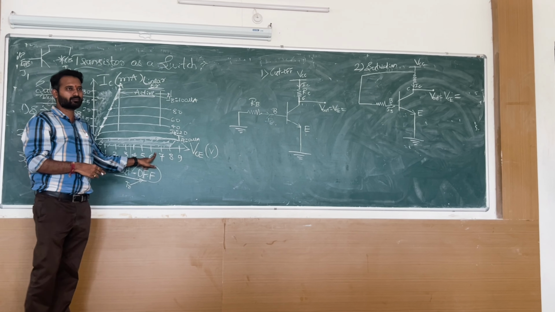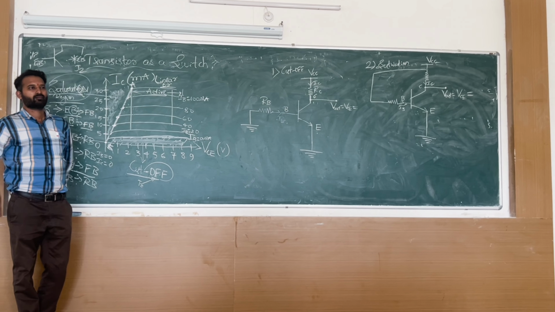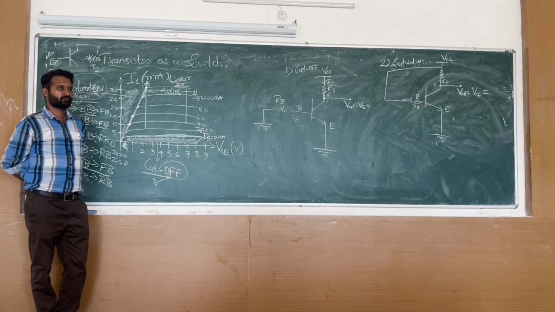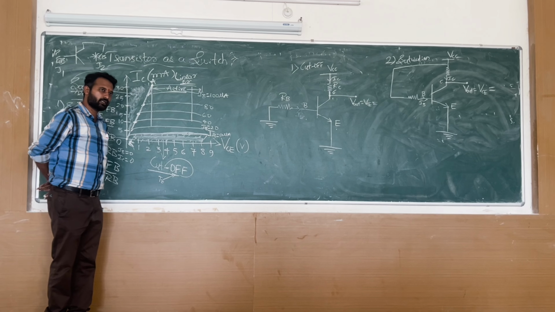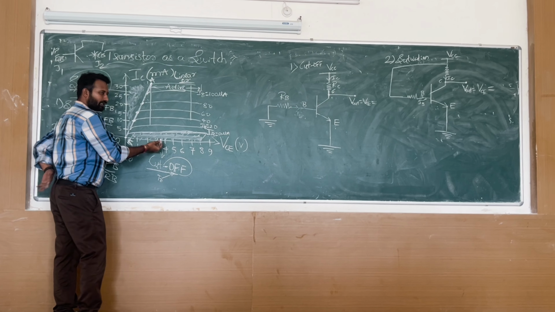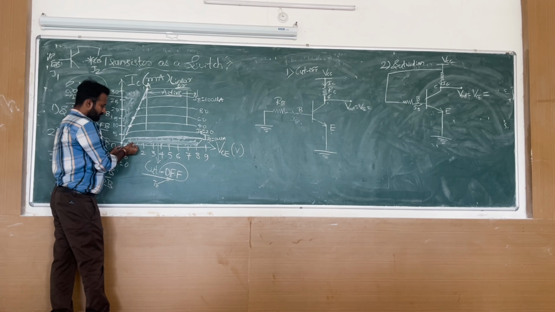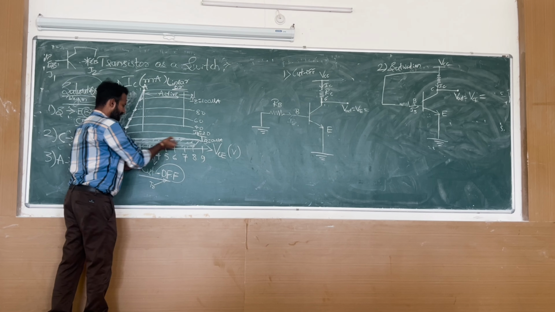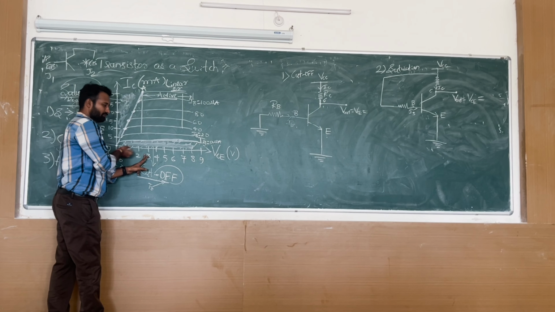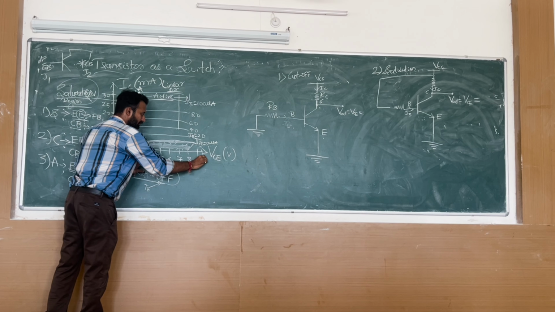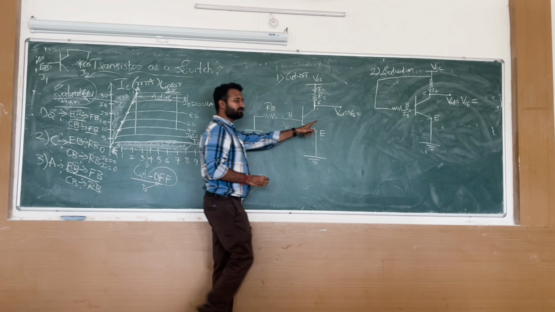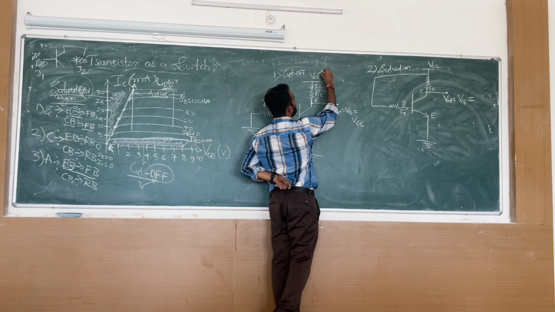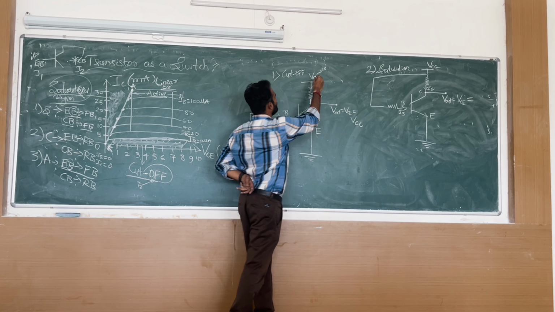It is available in this graph. Focus here, I will tell you. In the cutoff region, I am increasing VC: 1, 2, 3, 4, 5, 6, 7. Then nothing is happening to the base current and collector current. My highest is 10, so your VCE will become VCC. This is VCC, your regulated power supply, 0 to 10 volts.